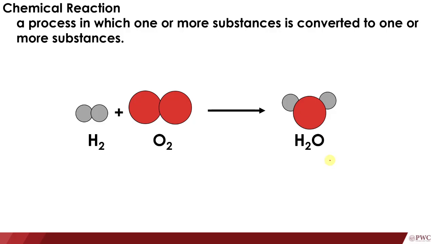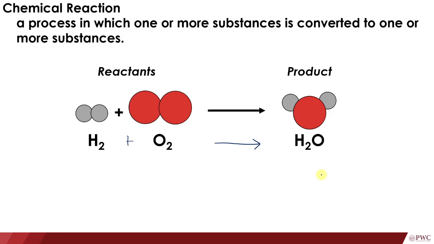And we write a chemical reaction in the form of a chemical equation. So this one is the chemical equation for this reaction: H2 plus O2, then arrow, we have H2O. The substances on the left side of the equation are the reactants. The reactants are the ingredients, so these are the substances before the reaction. And on the right side of the equation, we have the products. The products are the substances formed after the reaction.